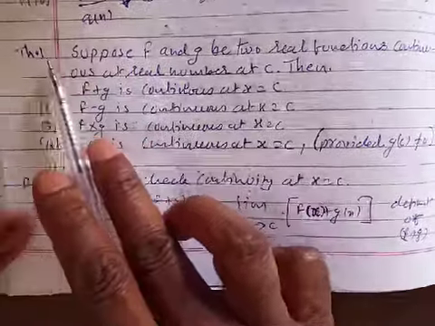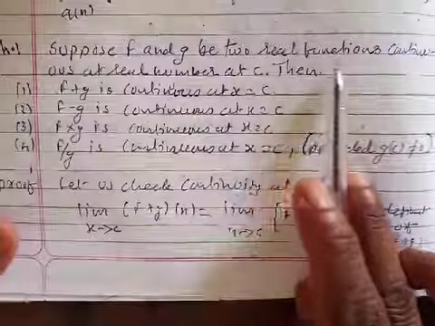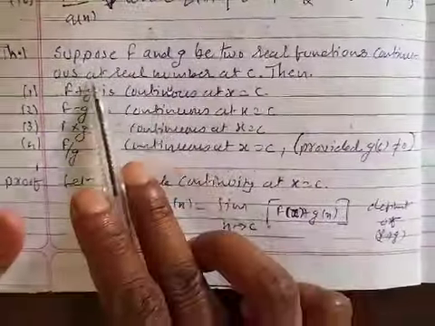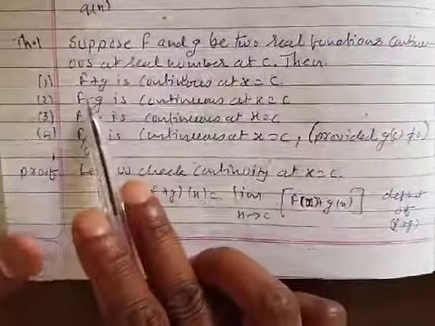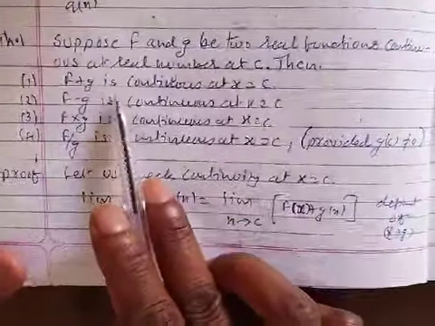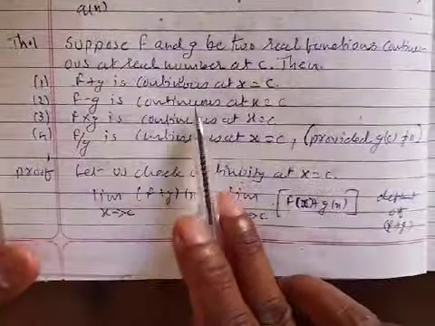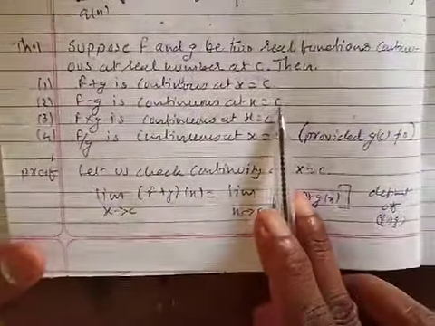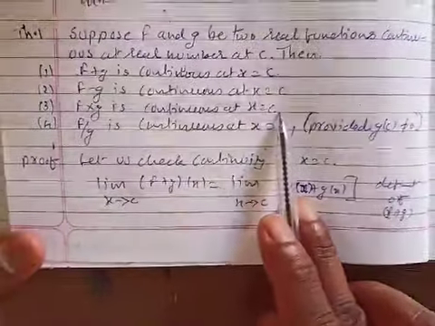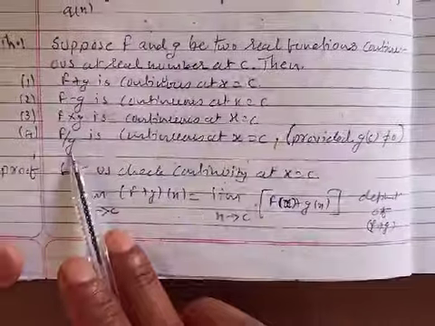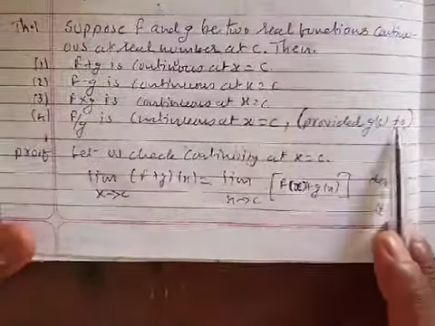Let's start with Theorem 1. Suppose f and g are two real functions continuous at a real number c. Then first, f plus g is continuous at x equals c. f minus g is continuous at x equals c. And f into g is continuous at x equals c. And f upon g is continuous at x equals c provided g of c is not equal to 0.